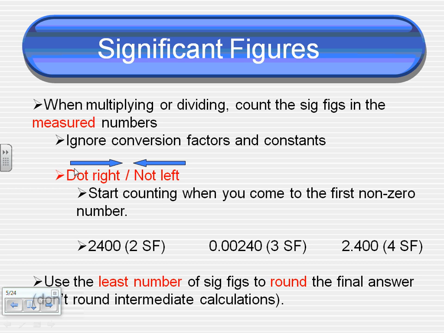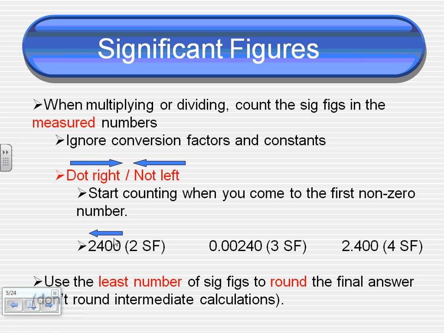Okay? To count them, you're going to use the saying "dot right, not left." So if there's a dot, a decimal, you count to the right. Okay, if there's not, you count to the left, and you start counting when you come to the first non-zero number. All right, so if we look at this very first problem, 2,400, there is no decimal point in there, so we're going to move to the left, and these first two zeros do not count. We have not hit a non-zero number yet. So they do not count in our significant figures, so that's why we have two significant figures.